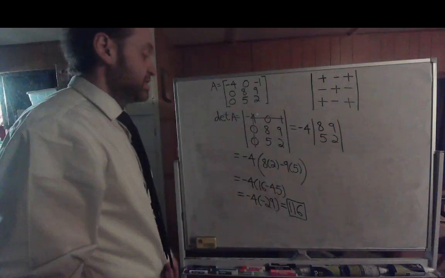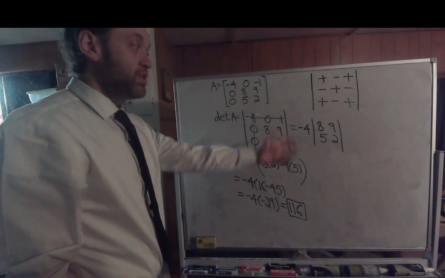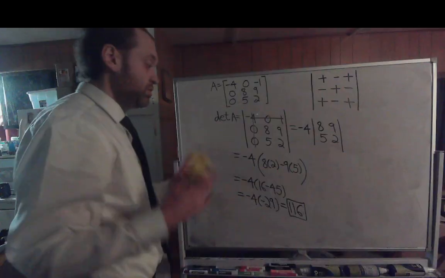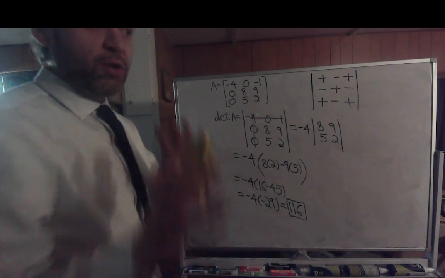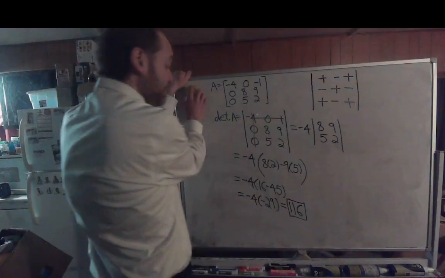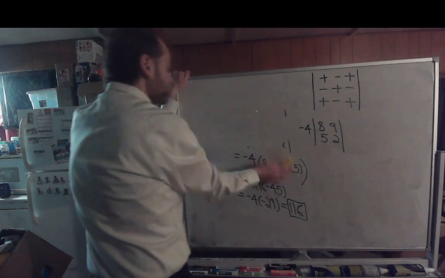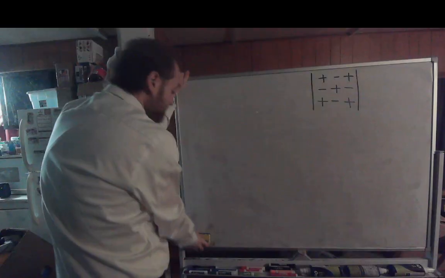So the determinant in this case is positive 116. That's quite nice. We just stuck with one column. We only had to do one 2x2 determinant. So again, work smarter, not harder, if you can. If you have a row or column with a bunch of 0 entries, take full advantage of that. 4 more, then we're done.